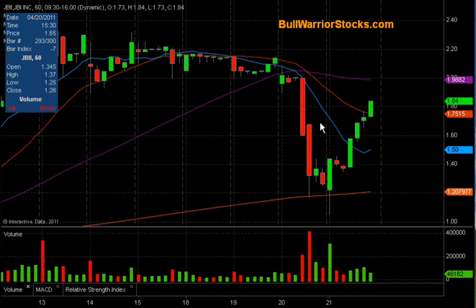Hey, this will be a video chart on JBII. What we're looking at here is a 60-minute chart, and all that means is instead of each one of these candlesticks representing 1 day's worth of price action, which is what you would normally see, they just represent an hour's worth of price action. The reason I'm doing this is, well, we'll just go to the daily chart real quick.